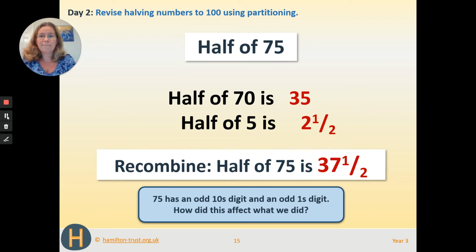Did you get that right? Great. Give me a high five. 75 has an odd tens digit and an odd ones digit. This affected what we did. You can use that extra partitioning to help you for each bit.